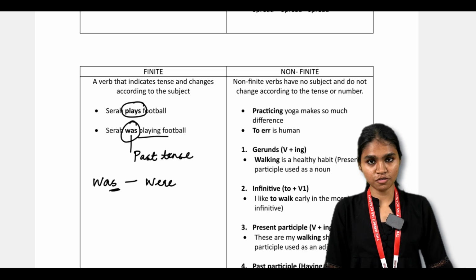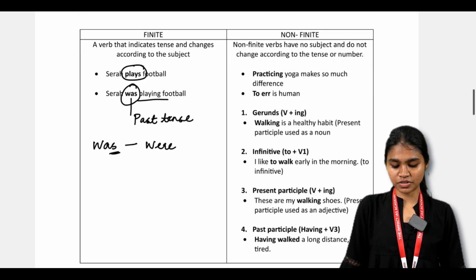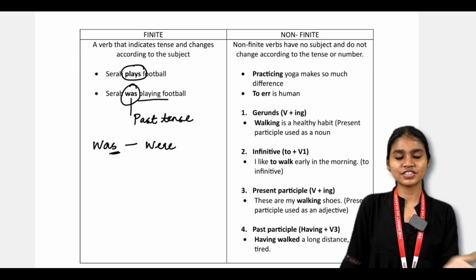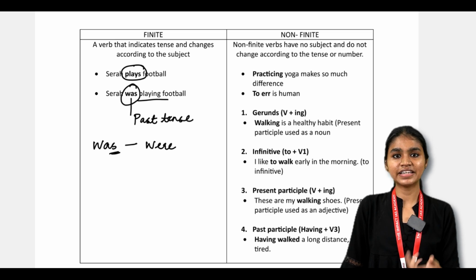Now moving on to non-finite verbs. Non-finite verbs. So anything that is not finite is non-finite. So finite என்ன பண்ணுது? It indicates the tense and changes according to the subject.